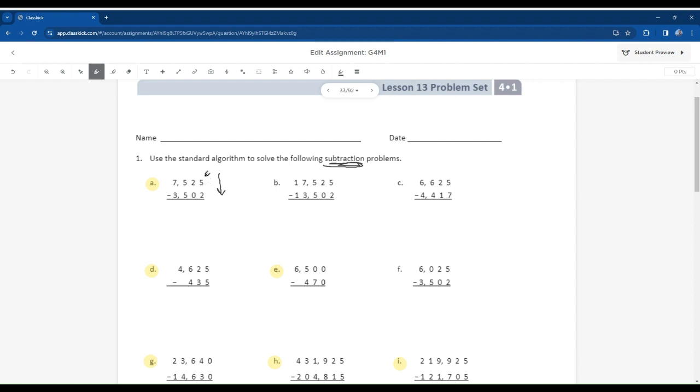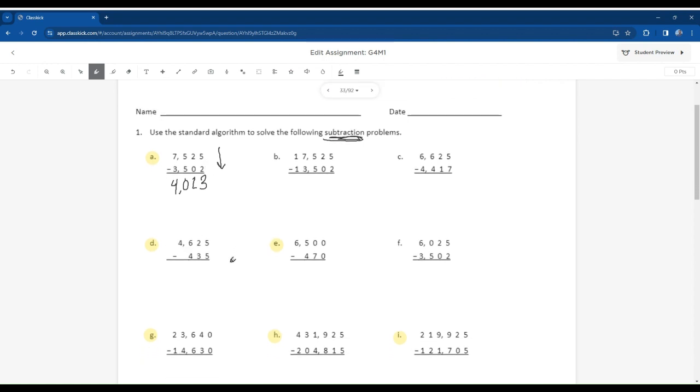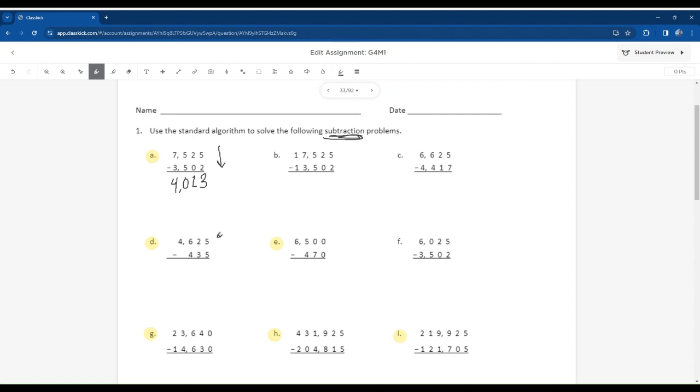So we'll start in our ones place. 5 minus 2 is 3. 2 minus 0 is 2. 5 take away 5 is 0. And 7 minus 3 is 4 for a difference of 4,023. Now, in each of those situations there, our top number was larger than the number on the bottom. That's not going to be the case here for D, E, G, H, and I, but nothing we can't handle.